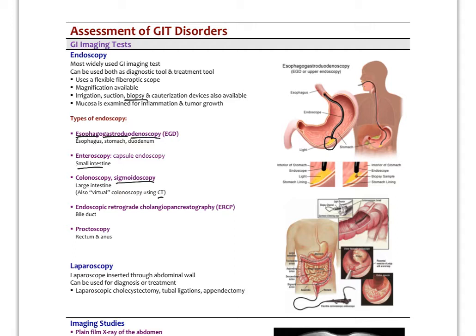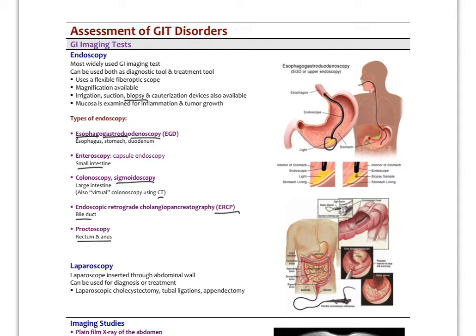There is what's called endoscopic retrograde cholangiopancreatography, ERCP, and that's actually able to visualize the bile ducts. They go down to the ampulla of Vater and then go all the way up the bile duct, and that can look for any stones and whatnot, and actually you can pull out stones in some cases. And then we have proctoscopy, which just looks at the rectum and the anus at the end.